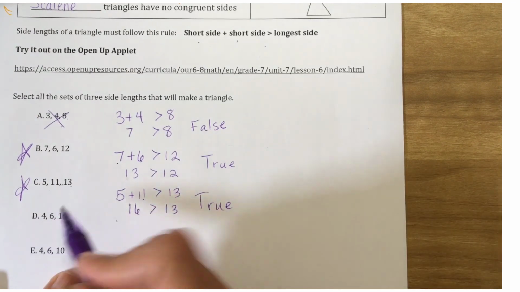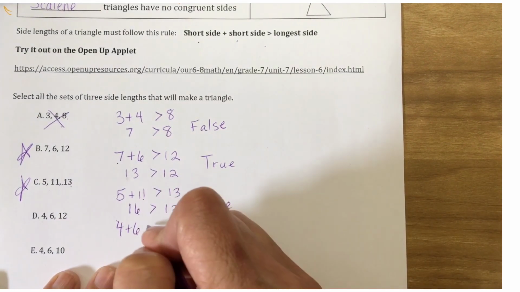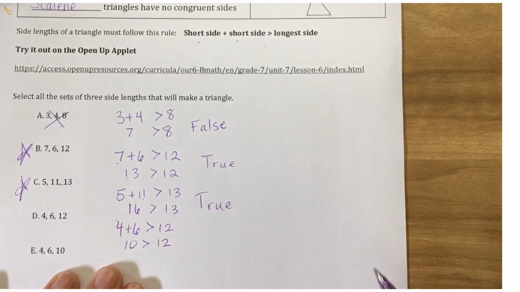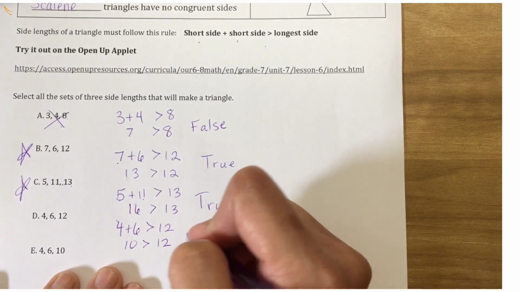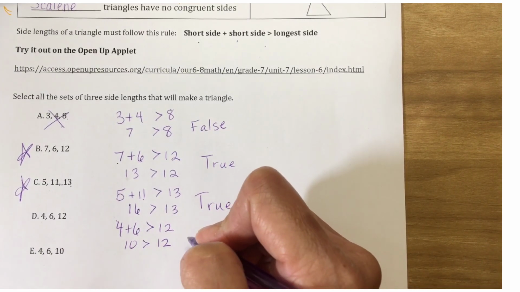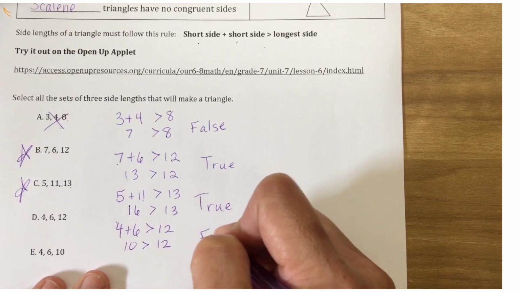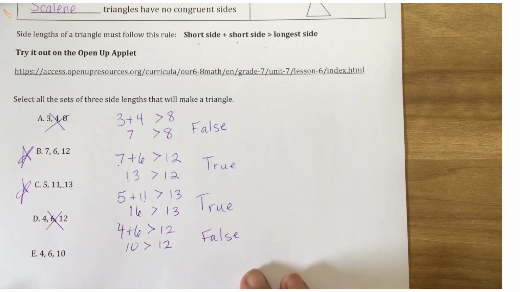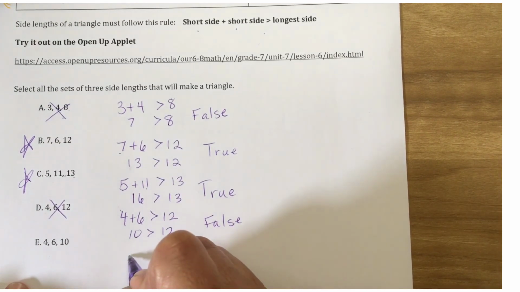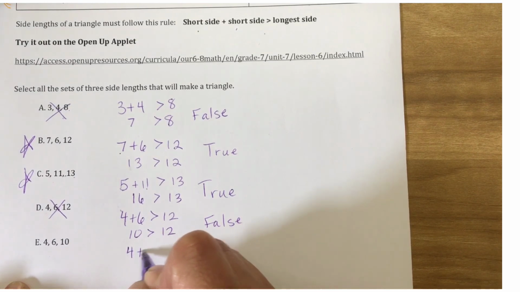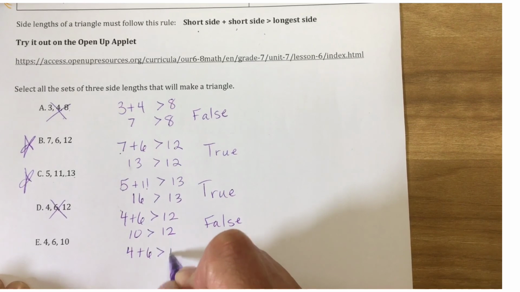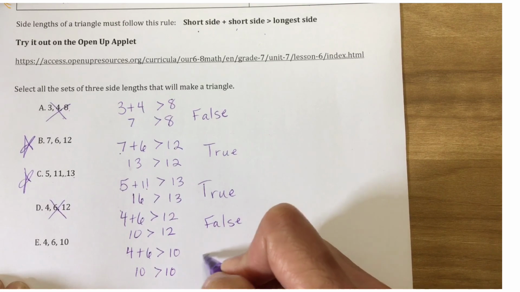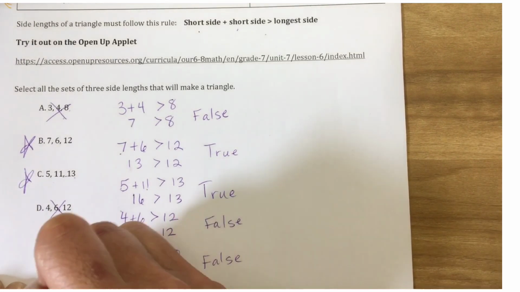D, 4 plus 6. Is it greater than 12? 4 plus 6 is 10. Is that greater than 12? No. So this one doesn't work. And last one. So if I have 4 plus 6, is that greater than 10? Is 10 greater than 10? No. So this doesn't work also.